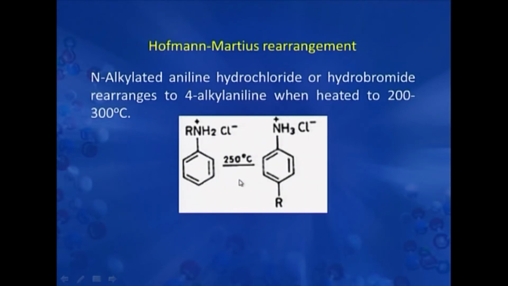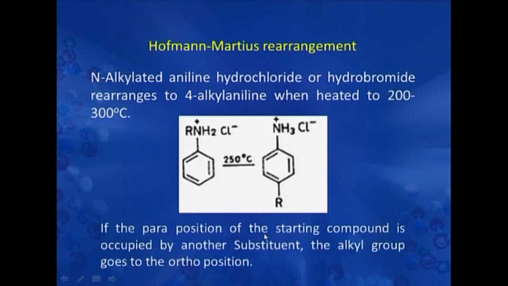Now, Hofmann-Martius rearrangement. An alkylated aniline hydrochloride or hydrobromide rearranges to 4-alkyl aniline when heated to 200 to 300 degrees centigrade. This is N-alkyl ammonium chloride. The alkyl group from this nitrogen migrates to the ring at the para position. But if the para position of the ring in the starting compound is occupied by another substituent, then the alkyl group may go to the ortho position also.